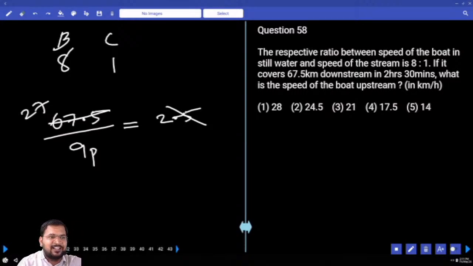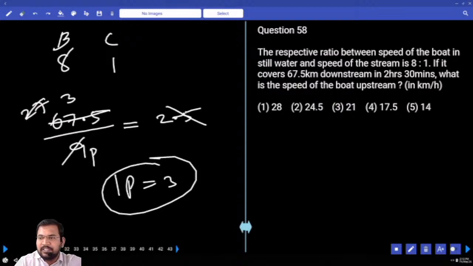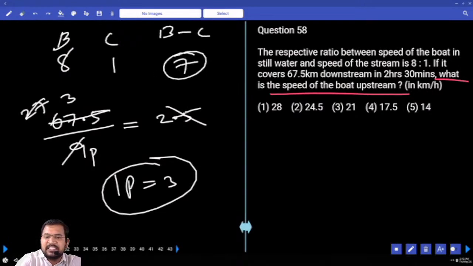Are you clear? So 9 parts are 9 threes, which is 27. Therefore 1 part will be equivalent to 3. They are asking what is the speed of the boat upstream. Upstream is nothing but B minus C. B minus C is how many parts? 7 parts. Each part is 3, so 7 parts is 21. Are you clear?